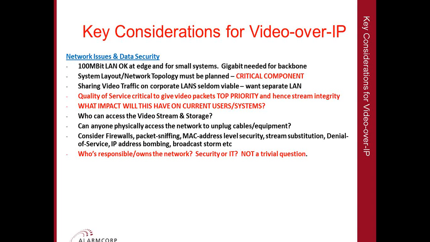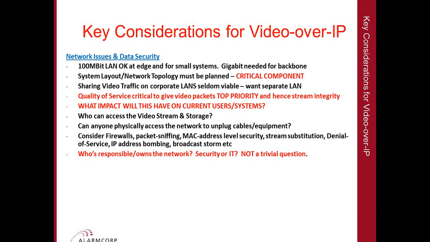Now again, if we're talking about sharing video on an existing corporate LAN, in other words, we've got an existing LAN and we want to add some IP cameras to it, this is seldom viable. We really need a separate LAN because, as we said earlier, quality of service is critical for video. Video packets must have absolute priority and guaranteed stream integrity to give us a reliable and stable image stream. Now, if we go and do this on an existing LAN, what impact will this have on current users and on the current system? This also needs to be considered.